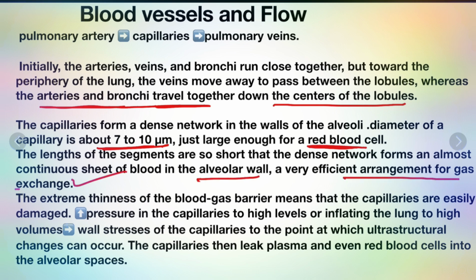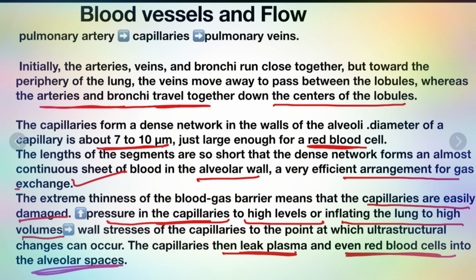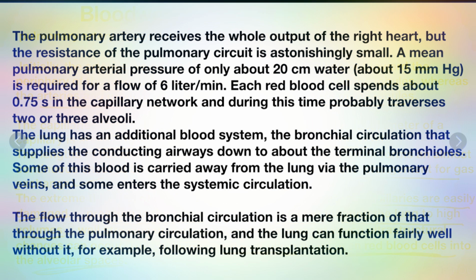The extreme thinness of the blood-gas barrier means the capillaries are easily damaged. Increasing the pressure in the capillaries to a high level, or inflating the lung to a high volume, will cause stress in the capillary wall to the point at which ultrastructural changes can occur. The capillary then leaks plasma, and even red cells come into the alveolar spaces. Very, very important.